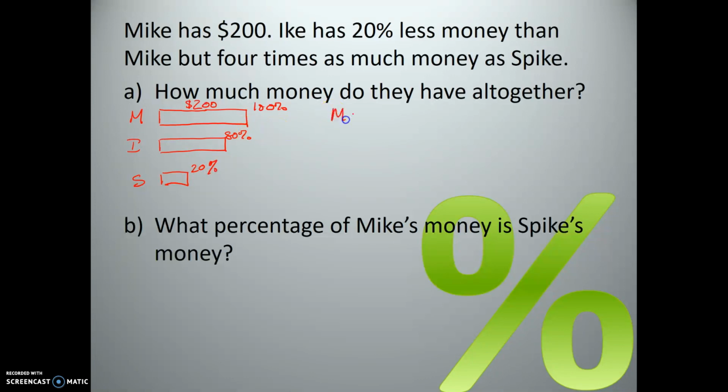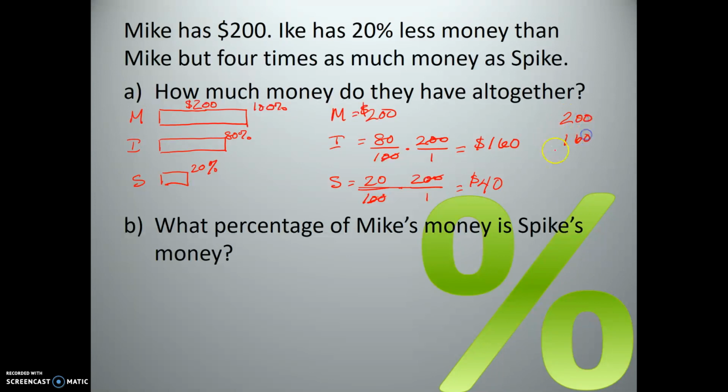Well, we already know how much Mike has. He has $200. Ike has 80% of $200, which equals $160. And Spike has 20% of $200, which is going to equal $40. So let's add those all together. 200 plus 160 plus 40. And we're going to get $400. They have $400 all together.